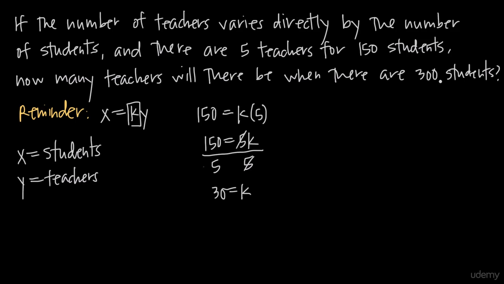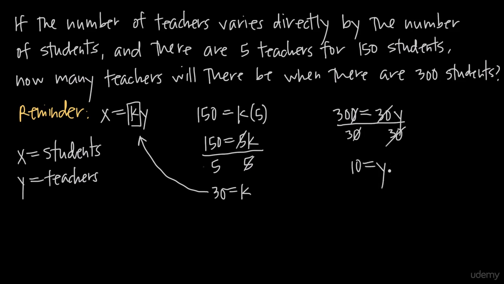So again, we need to plug in 300 for X because X is equal to students. So 300 is going to be equal to, now we have a value for K, so we can plug this in for K here, so we'll get 30, and we want to know how many teachers. Teachers is Y, so we're going to leave Y in there as a variable. Now, to solve for Y, we just divide both sides by 30. We'll get 30 to cancel over here, and on the left-hand side, we get 300 over 30, which is 10. So 10 is equal to Y, which means there are going to be 10 teachers when there are 300 students.